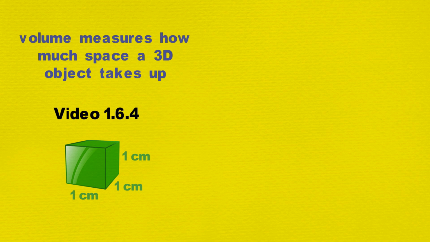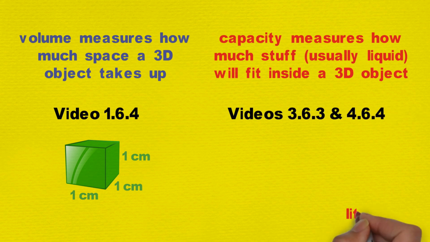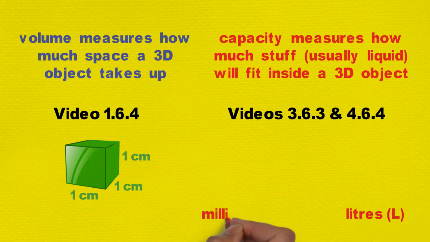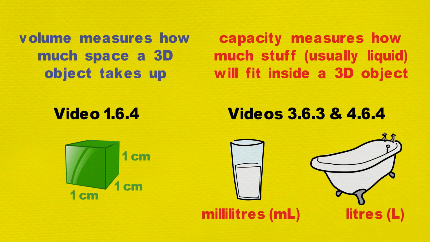Volume is also connected to capacity, which measures how much stuff, usually liquid, will fit inside a 3D object. In videos 3.6.3 and 4.6.4, we used liters and milliliters to measure the capacities of different sized containers. For example, we would use milliliters to measure water in a glass and liters to measure water in a bathtub.